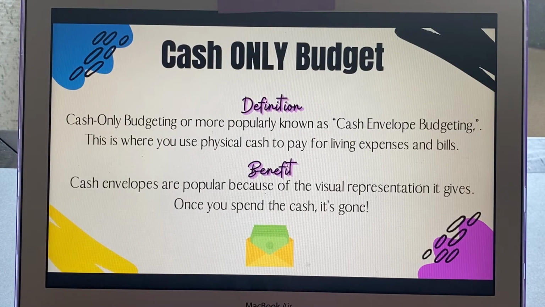So the first one, cash only budget. The definition: cash only budgeting, or more popularly known as cash envelope budgeting. This is where you use physical cash for living expenses and bills. The benefits of this budgeting method would be cash envelopes are popular because of the visual representation it gives, and once you spend the cash, that's it, it's gone. So you don't really technically overspend too much.